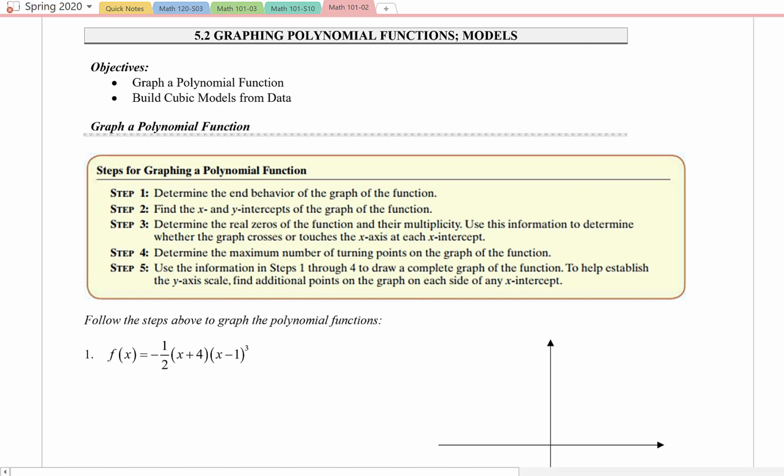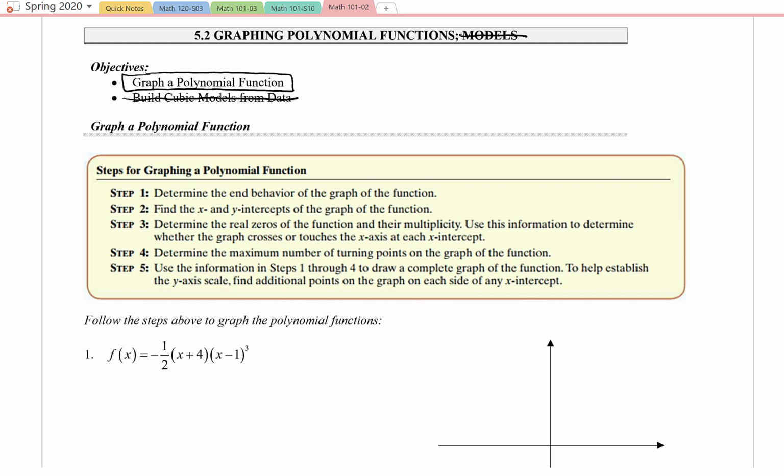This is section 5.2 on graphing polynomial functions. I'm just going to go ahead and cross off the objective for building cubic models from data. We're only going to focus on graphing a polynomial function. We are not going to focus on building cubic models from data. All right, so let's go ahead with the steps for graphing a polynomial function.